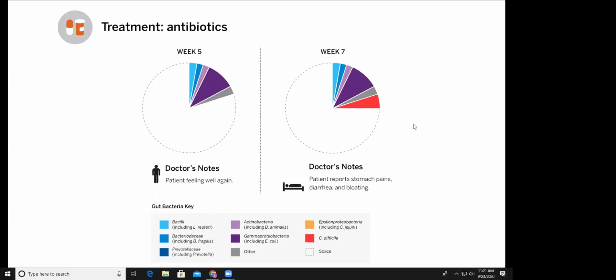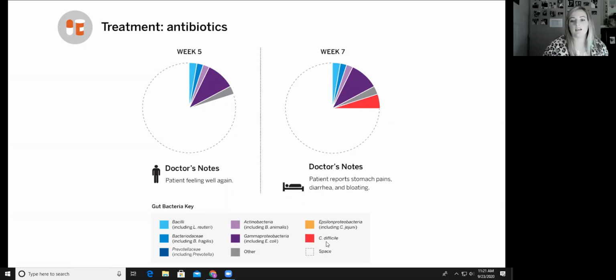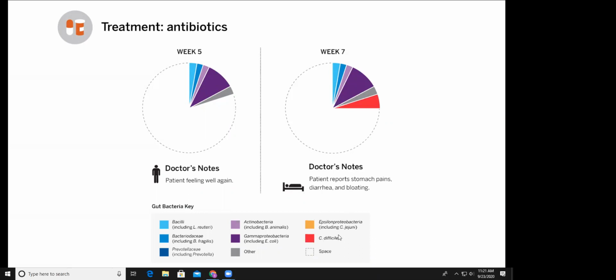What is it called? I can't even read it. It is called C. difficile. Okay. You don't see it? No, my eyes are bad. Can't read it.